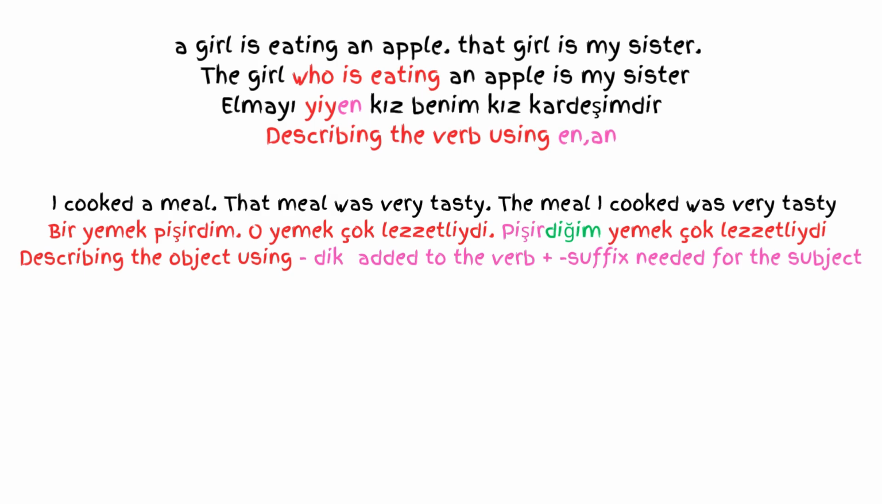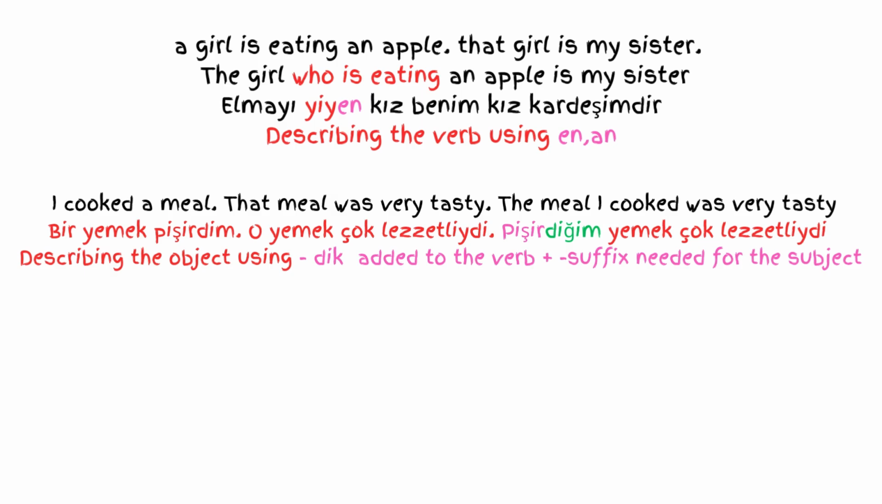So the first sentence has a subject and a verb and an object. The second sentence, I'm describing the object itself. So when I combine them together to say, the meal I cooked was very tasty, I want to describe that object. For that case, I'm going to add a suffix which is dik, like this. Pişirdiğim yemek çok lezzetliydi.